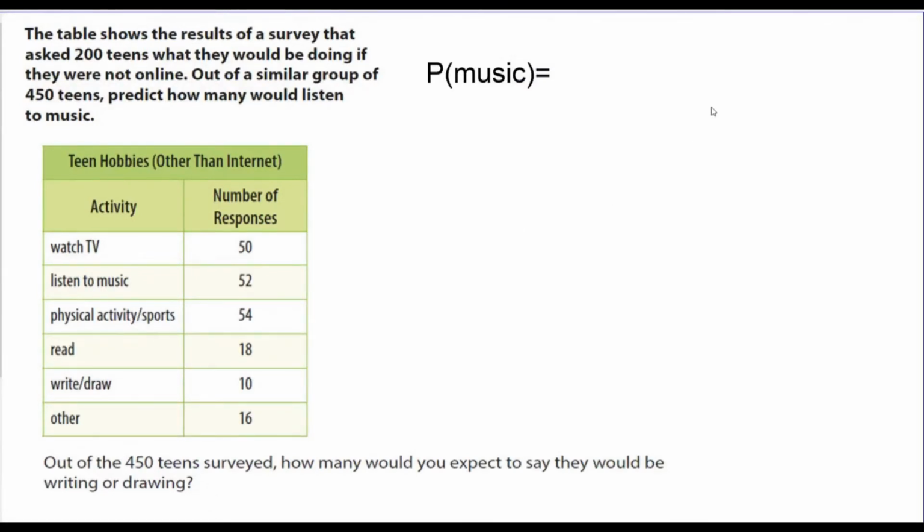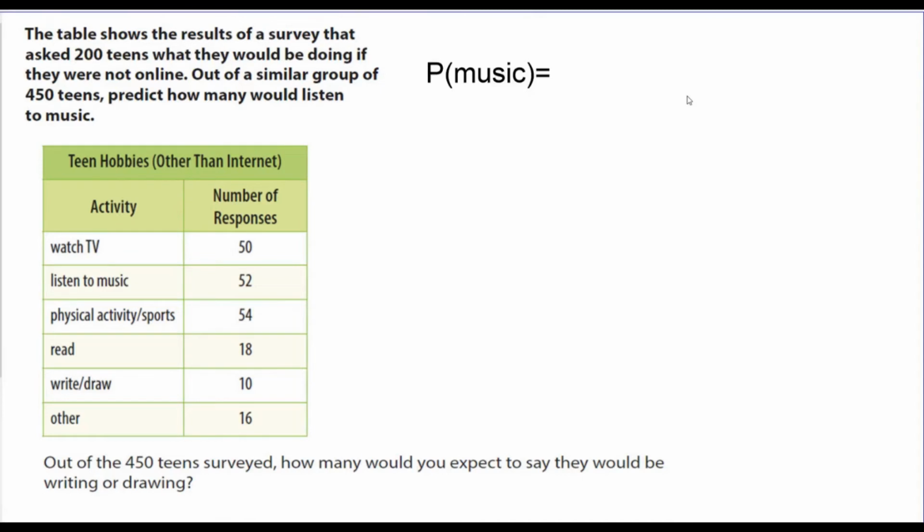So how can we use observations and experimental probability to make predictions? So this table shows the results of a survey that asked 200 teens what they would be doing if they were not online. Out of a similar group of 450 teens, predict how many would listen to music. So here again, this kind of plays on that concept of a sample and making predictions using a sample, but now we're going to use probability.